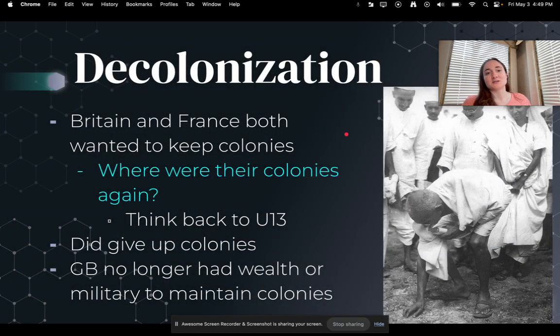Decolonization happens. Britain and France both really want to keep their colonies. So remind me again, thinking back to Unit 13, where were their colonies? Yeah, that's right. India was one of them. That's why I put this picture here. Remember the Salt March? Britain and France, although they did not want to give up their colonies, they did. Great Britain no longer had the wealth or military to maintain those colonies. That was really the big reason why Great Britain gave up theirs.